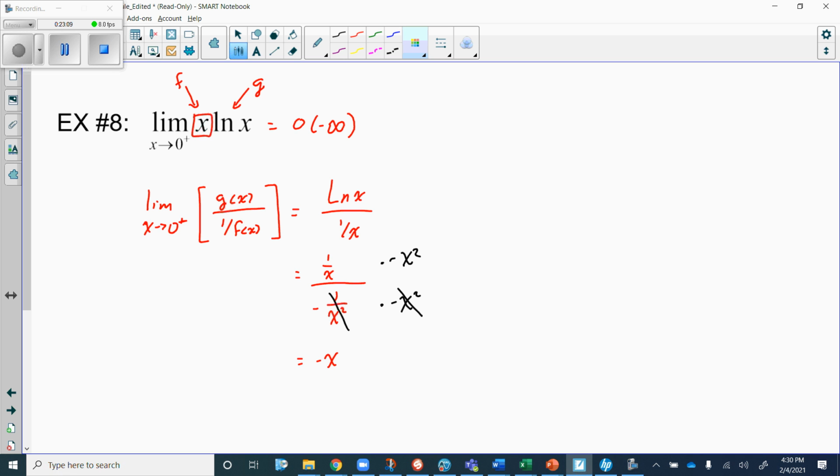So now you can substitute the 0 in there. As you approach 0, plugging in 0 or anything close to 0, in this case, is going to give me a limit of 0.